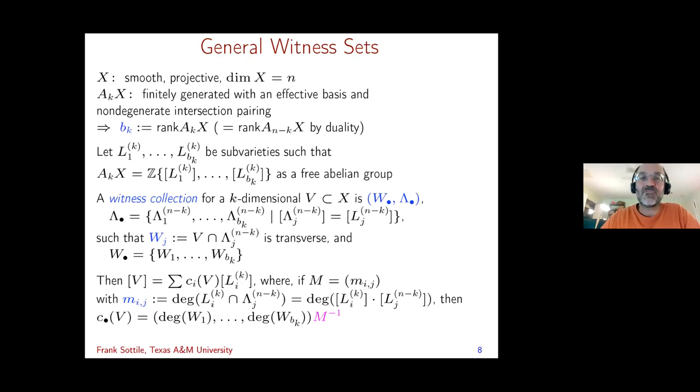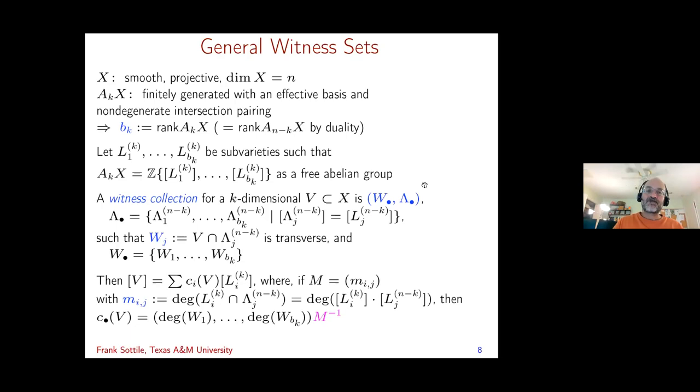So effective basis means that I can find a basis of cycles that are actually sub-schemes or sub-varieties. Now B sub k of the kth Chow group. And because the intersection theory pairing is non-degenerate, it's because X is smooth, it equals the rank of the n minus kth group. So in dimension k, I want to choose rank many subvarieties that generate the kth Chow group as a free abelian group. So this is this line here. I'll indicate that so you can follow as I read through the slide.